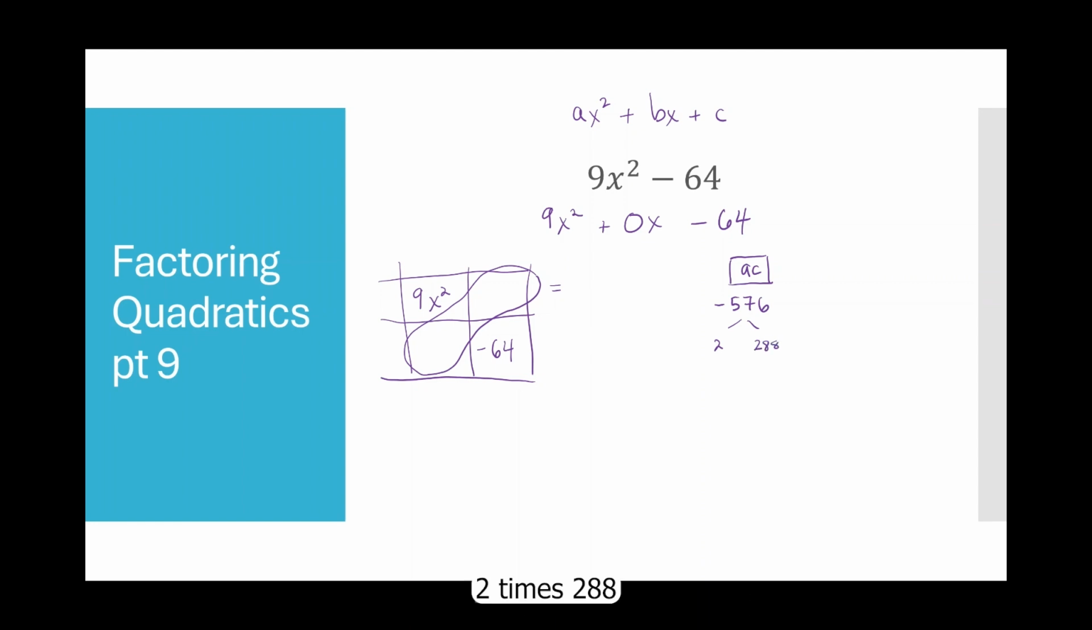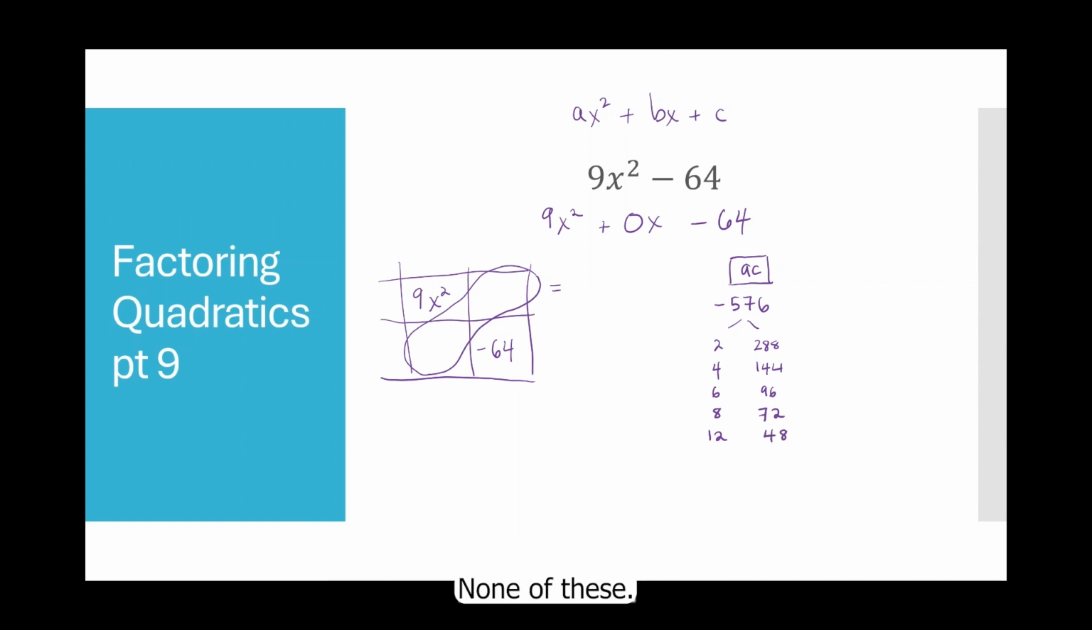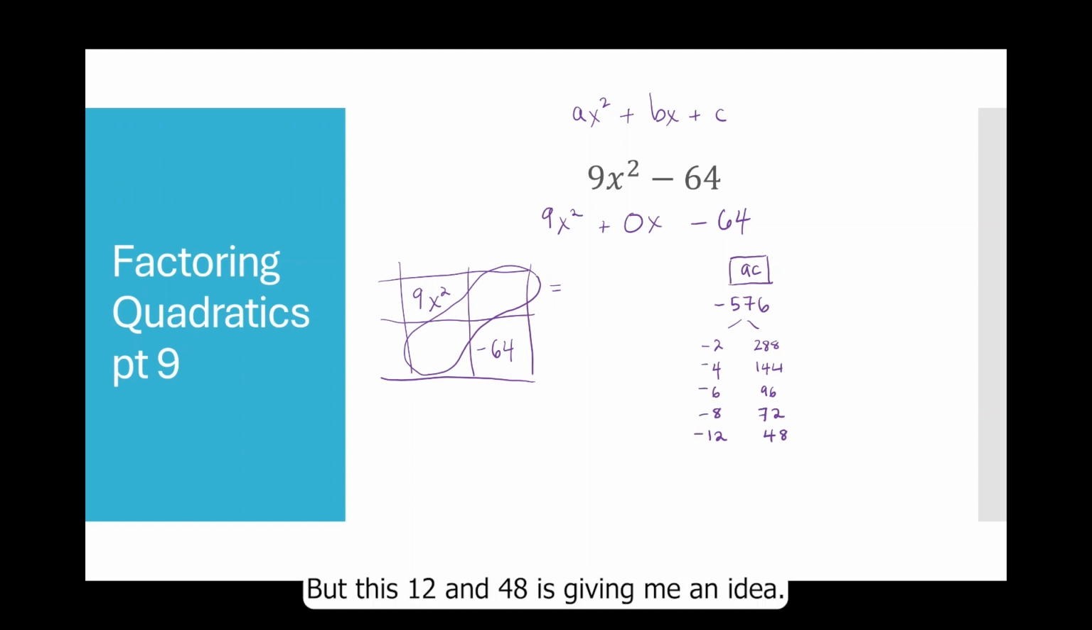288, 144, 6 and 96, 8 and 72, 12 and 48, and we're just going on and on and on. None of these are we going to be able to add up to make 0. But this 12 and 48 is giving me an idea. I'm going to try 24.